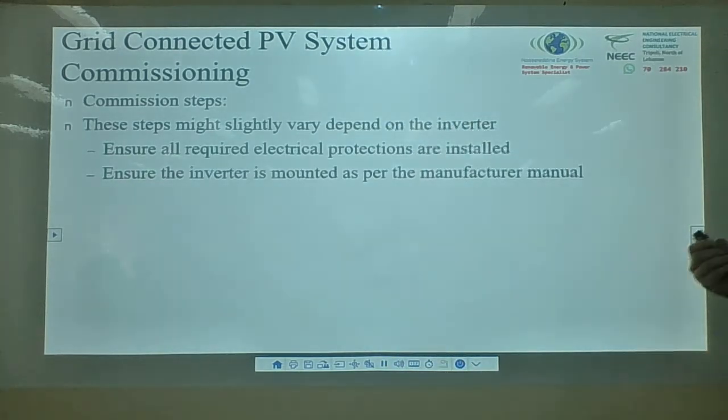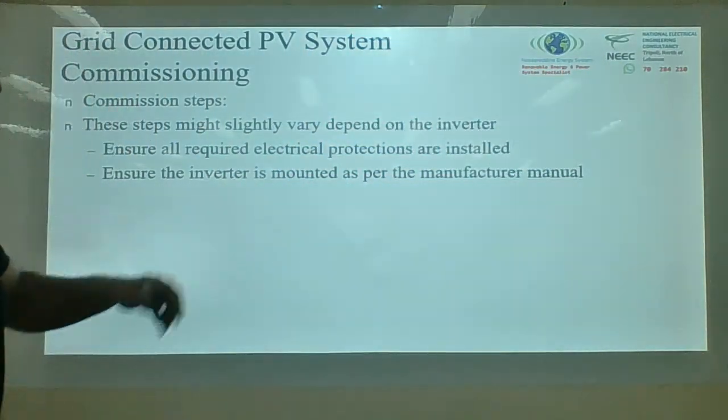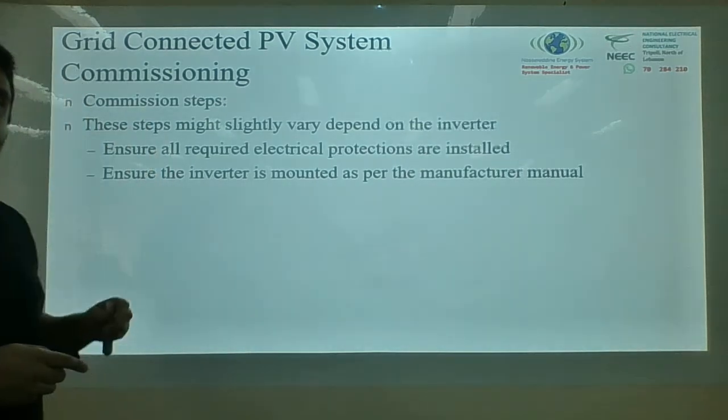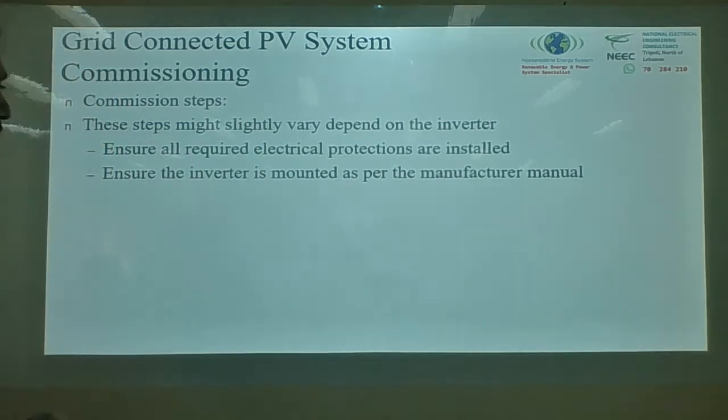Ensure the inverter is mounted as per the manufacturer manual. It's very important to make sure that it's being installed as per the manufacturer, the way it's being mounted, especially for separations, fill, all the stuff has to be compliant.